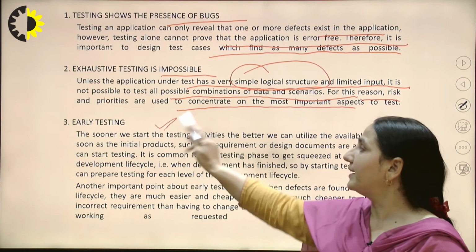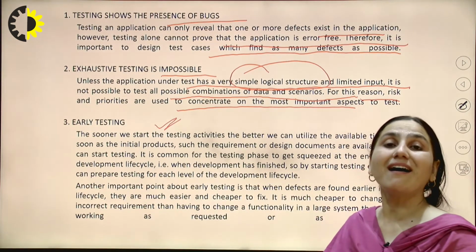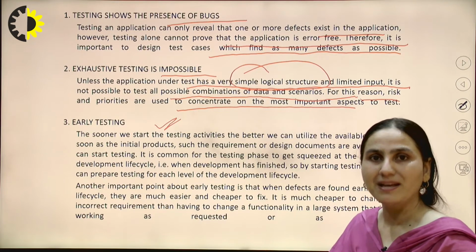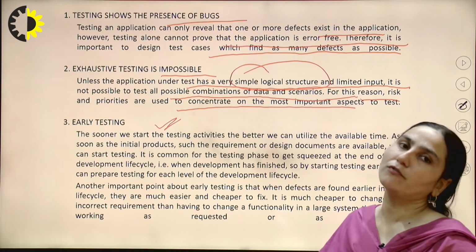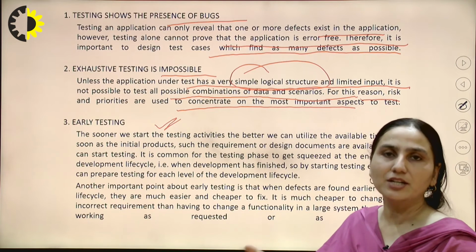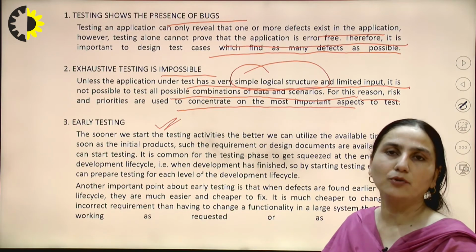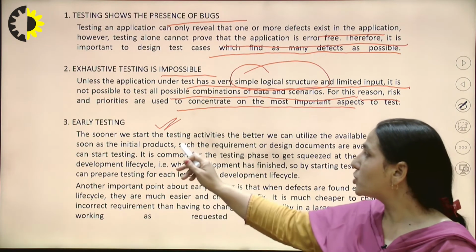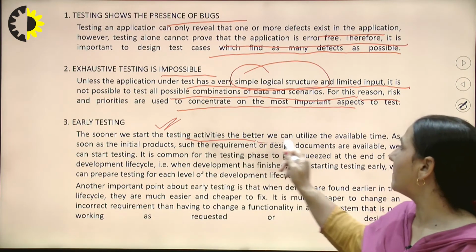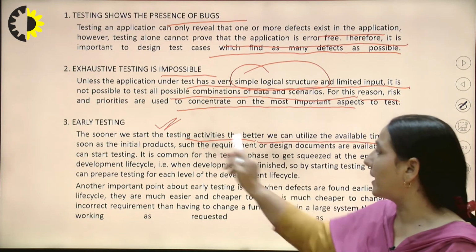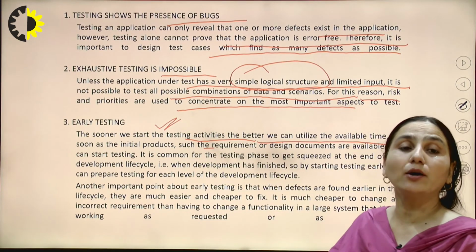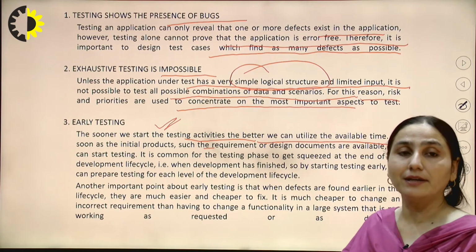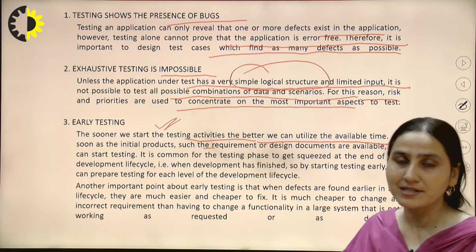Third is early testing. As I told you, the earlier we are able to find any particular fault in the system, the easier it is, and in terms of cost, it is going to incur less cost as compared to finding the error at a later stage in your software. So the sooner we start the testing activities, the better we can utilize the available time. We should always try to find the errors quite early, because it is easy for us to remove those errors at an early stage.